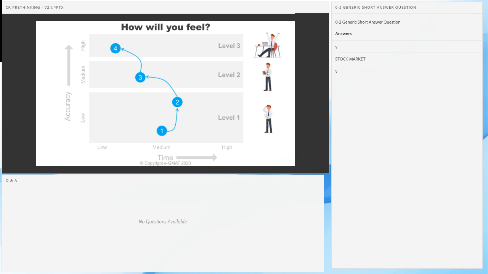Let's say you're at point number one. This is your starting point, where your accuracy at questions is low and your time to answer questions is medium over here. And again, I don't have relevant numbers here because everyone is going to be at a different point, so I didn't want to put a number here. Okay. The first thing that's going to happen is, as you embark on the pre-thinking journey, your accuracy will go up. At the same time, your time to answer questions will go up as well.